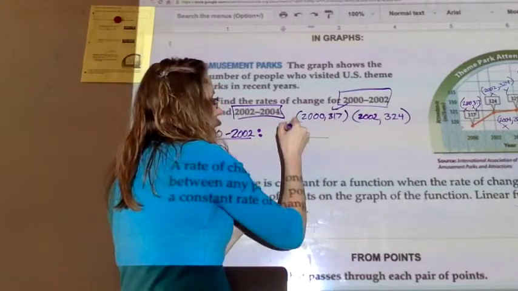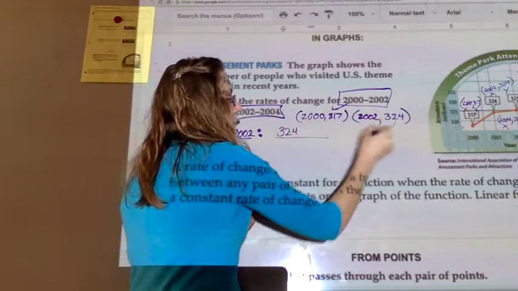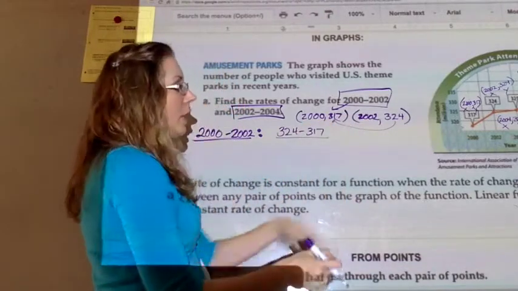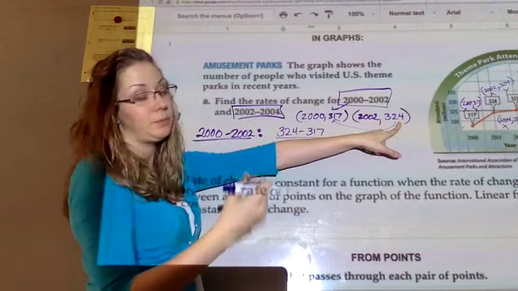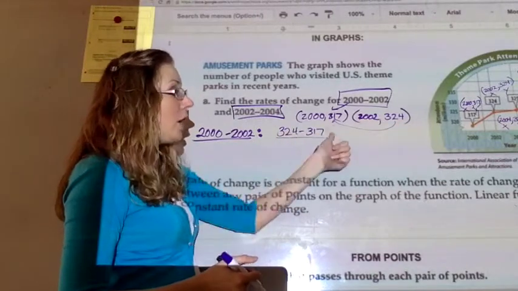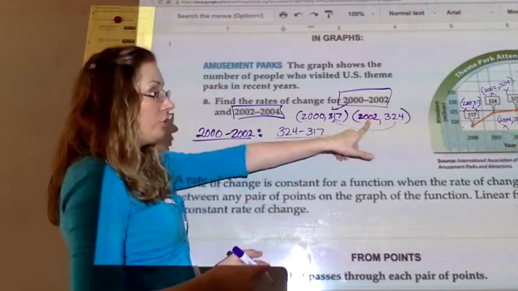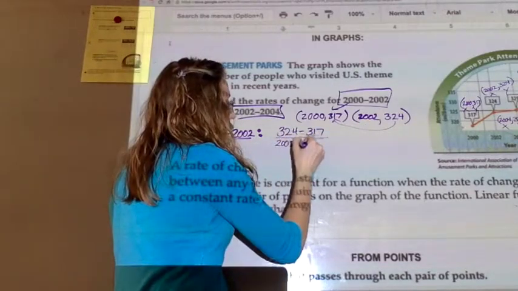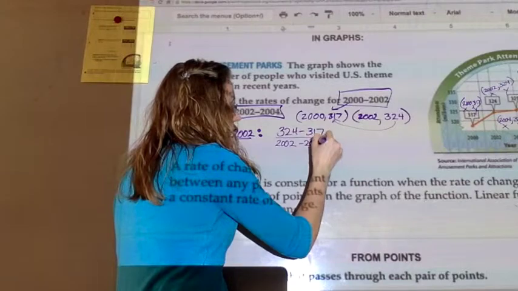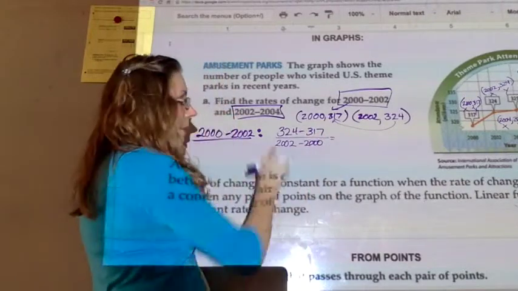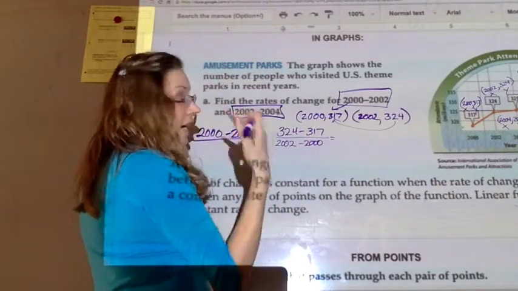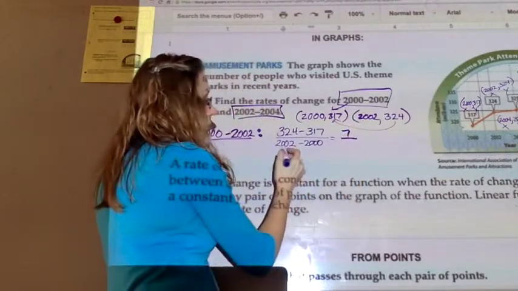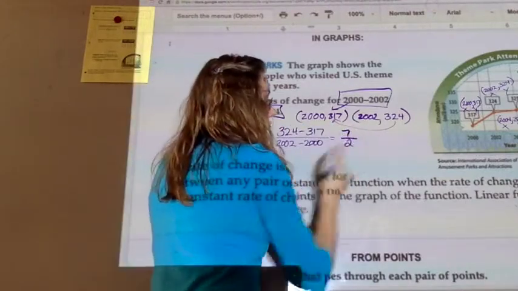I'm going to do 324 minus 317. Now, if I start my change in y with this y, I have to do my change in x starting with this. So I'm going to do 2002 minus 2000. Okay? I'm going to subtract these out. If I think about it, I can kind of do this with mental math. It's just going to be 7 over 2002 minus 2000 is 2.